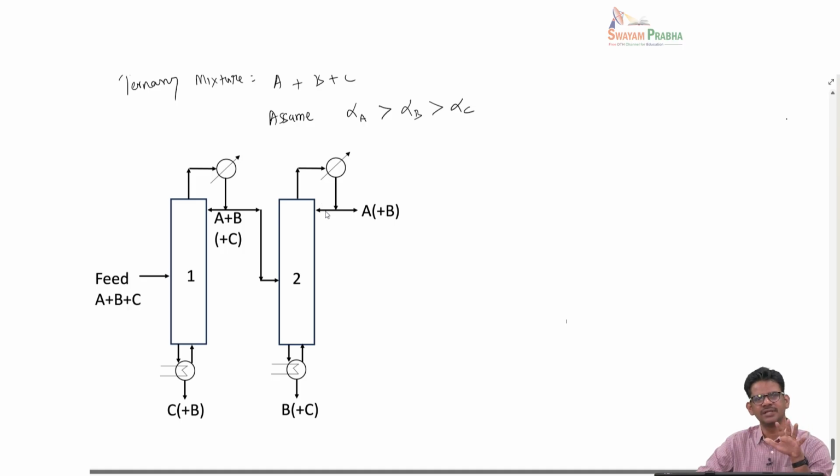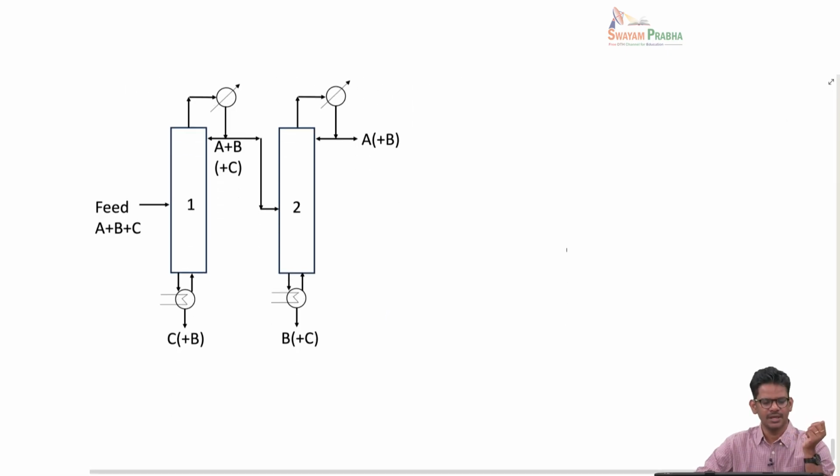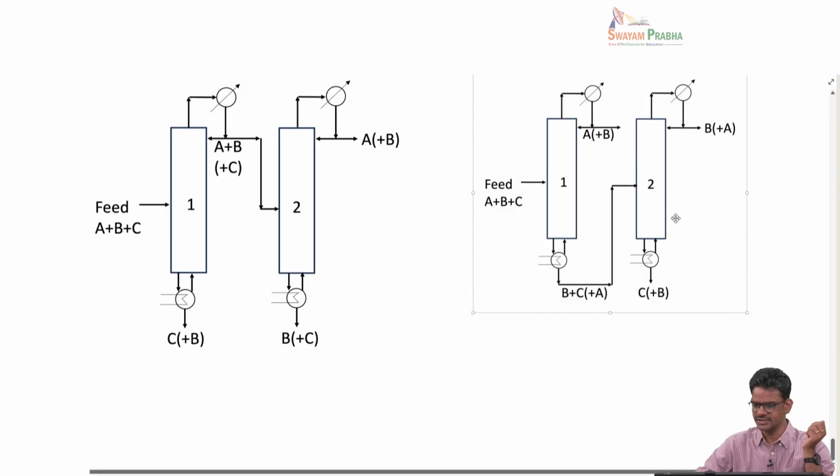So the actual design of a continuous distillation column is used in both operations. So this is one choice we have, but this is not the only choice. We can have other choices also. Let me take another example of the design. So consider this scheme 2.